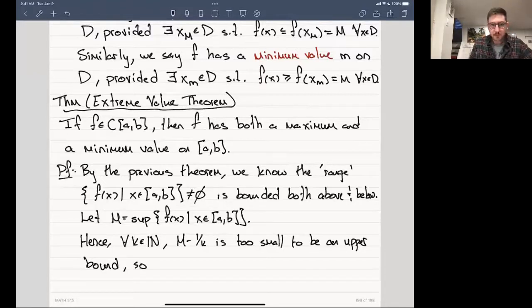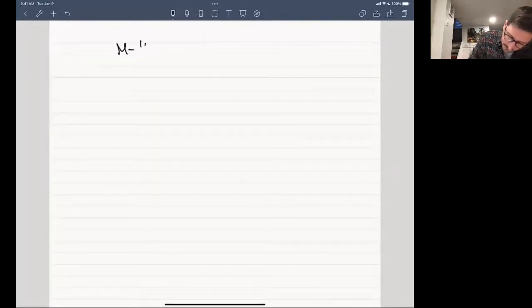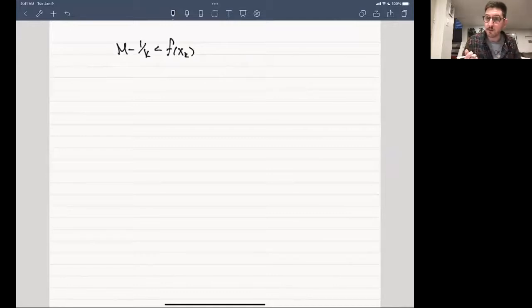So there exists x_k in [A, B] such that, now let me move to the next page, but this says that if you try to make an upper bound of M minus 1/k, well, this is clearly smaller than f of x_k. That is the point of the supremum. If it's not an upper bound, then there's something in the set that gives you something bigger. And so this is by definition less than or equal to M.